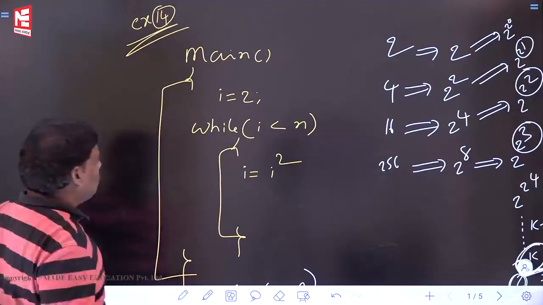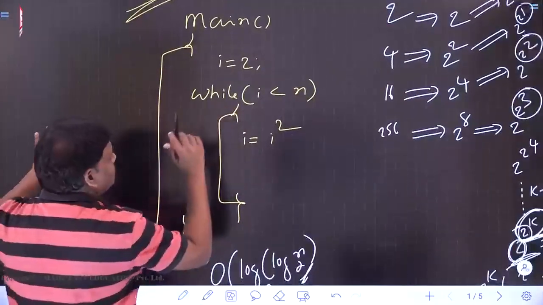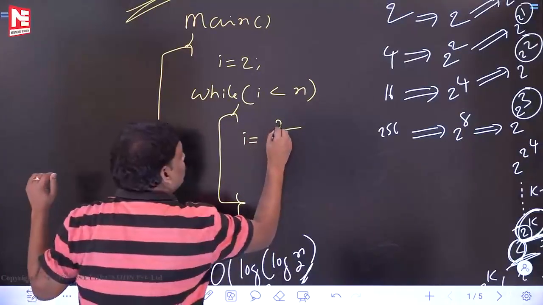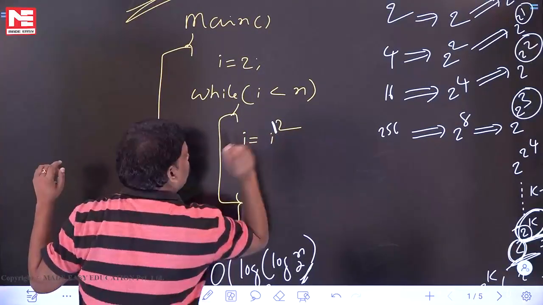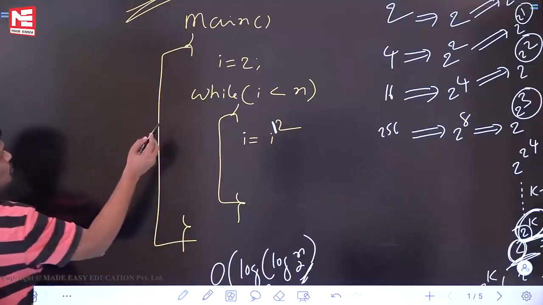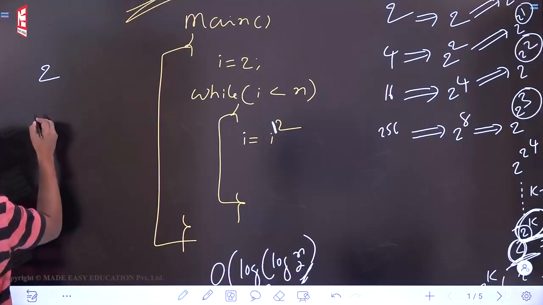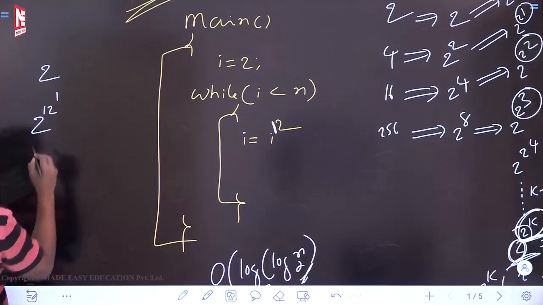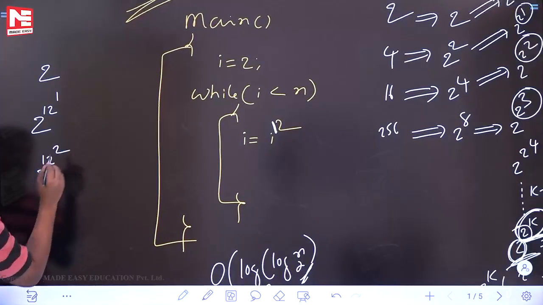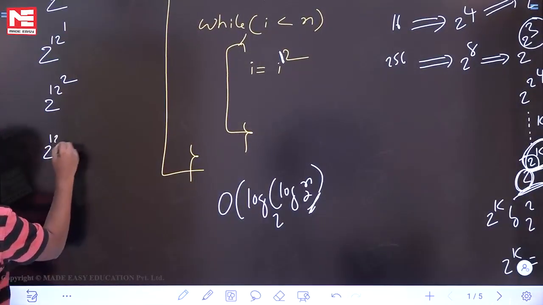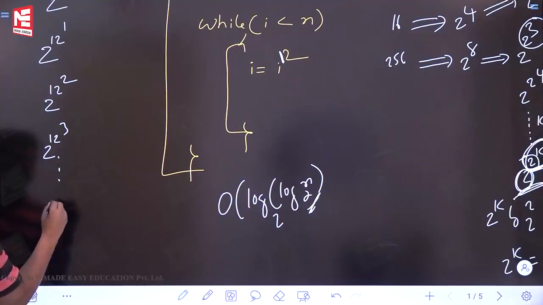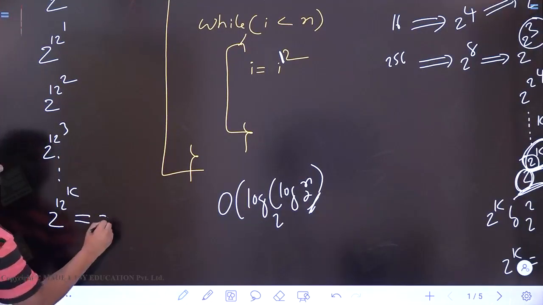Now some people are asking me, please help me, what is the answer of this problem if it is 12? If it is 12, the loop will be like this: first 2, next one 2 power 12 power 1, next one 2 power 12 square, next one 2 power 12 cube and so on. If you do k times, 2 power 12 power k is equal to n, right?